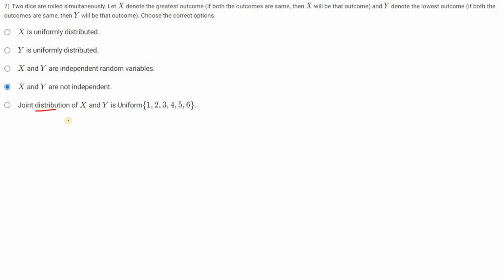Now we'll start with the ranges of x and y. I'll just write it here. X is greater and y is lower. What is the range of x? X can take all values from 1 to 6. What about y? Y will also take the values from 1 to 6.